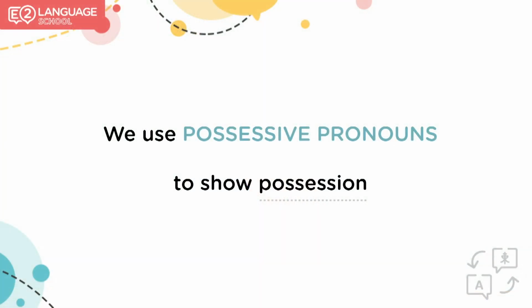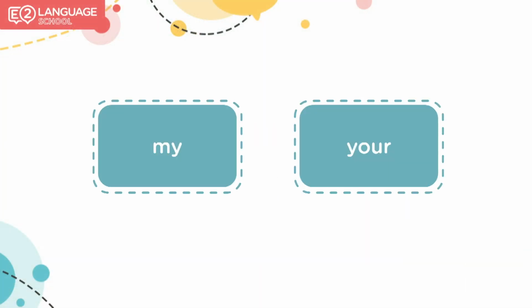So, for example, my jacket is black. So this is my jacket. I own this jacket. The jacket belongs to me. What I'm going to do now is walk you through the 7 possessive pronouns one by one. And we're going to start with my and your.